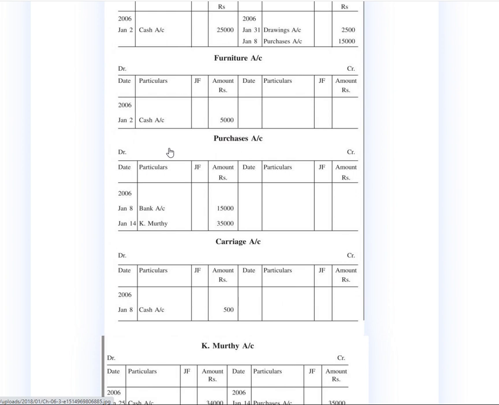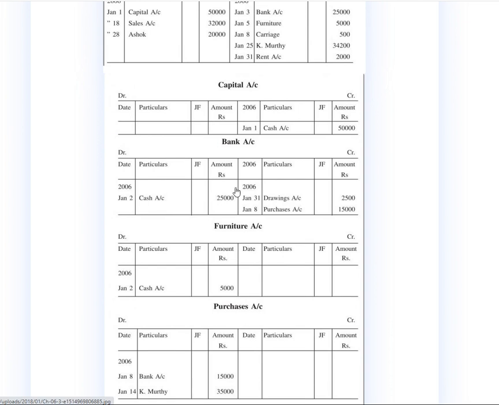Assume now you opened one purchases account. Now you have to debit that. Here amount is 15,000. Opposite of this is in bank account, right? But in bank account you have to credit that into a purchases account, that is amount 15,000. Okay, on January 8th. They have given here January 1st drawings account, that you can write later. First purchases account on January 8th, purchases account 15,000. Okay, ignore this as of now.